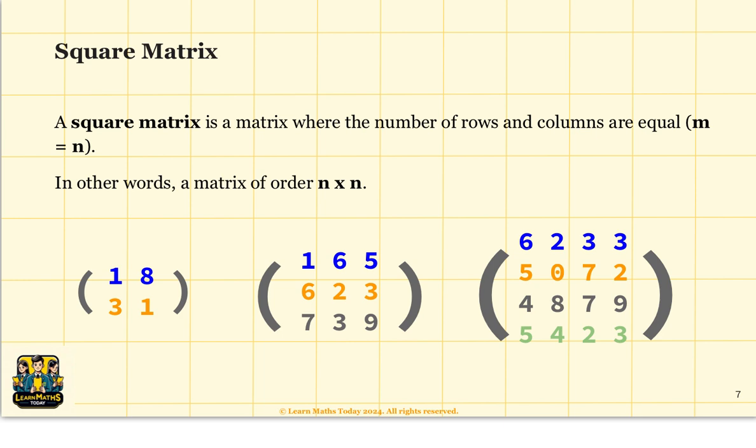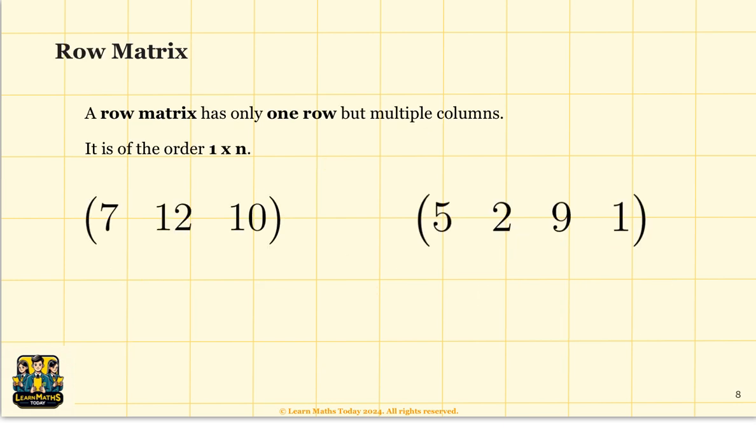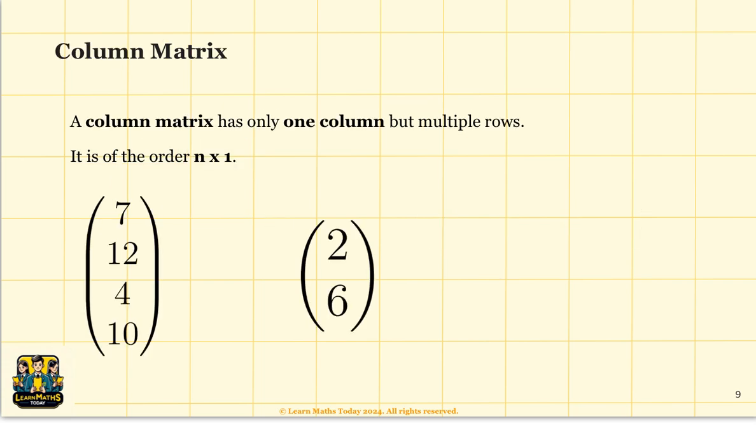In other words, the number of rows and columns are equal, and it has an order of n by n, where n is the number of rows and n is also the number of columns. A row matrix has only one row but multiple columns. It has the order 1 by n, where n is the number of columns. A column matrix has only one column but multiple rows. It is of the order n by 1, where n is the number of rows.